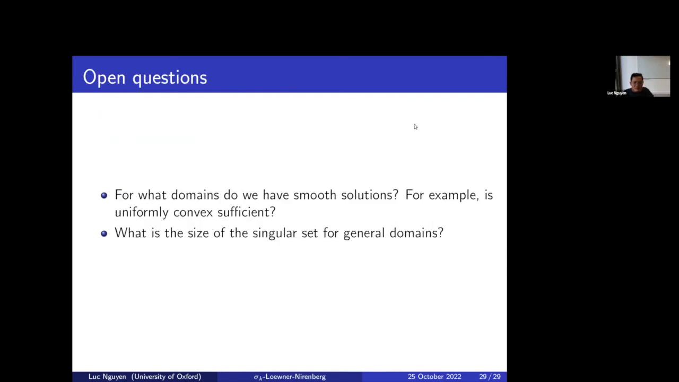Okay, so I think it's a good time for me to wrap up. So I will end it with two open questions. At this point, we know that if our domain has a disconnected boundary, then the solution is not regular. So the natural question is, for what domains do we have a smooth solution? For example, if we have a uniformly convex domain, does that lead to a smooth solution?